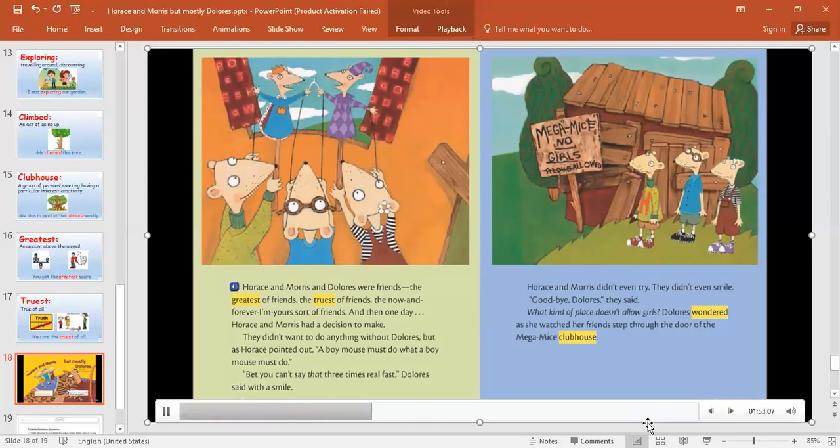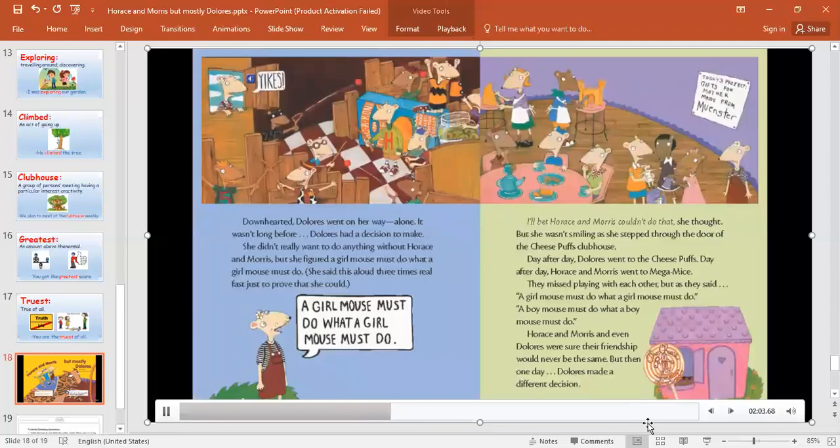What kind of place doesn't allow girls? Dolores wondered as she watched her friends step through the door of the Mega Mice Clubhouse. Yikes! Downhearted, Dolores went on her way, alone. It wasn't long before Dolores had a decision to make. She didn't really want to do anything without Horace and Morris, but she figured a girl mouse must do what a girl mouse must do. She said this aloud 3 times, real fast, just to prove that she could. "I'll bet Horace and Morris couldn't do that," she thought. But she wasn't smiling as she stepped through the door of the Cheese Puffs Clubhouse.